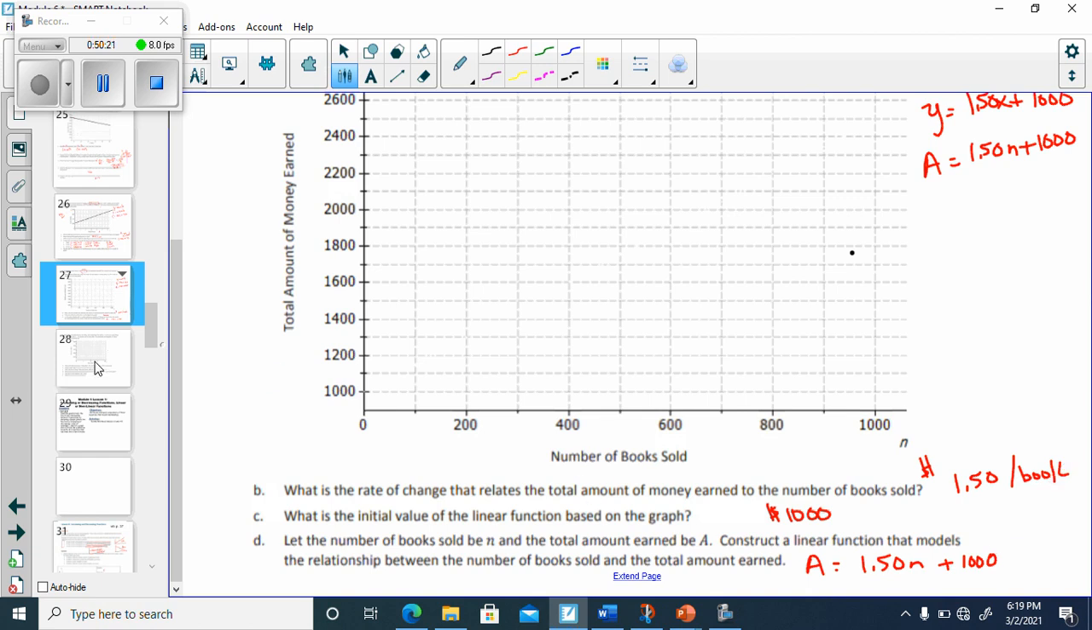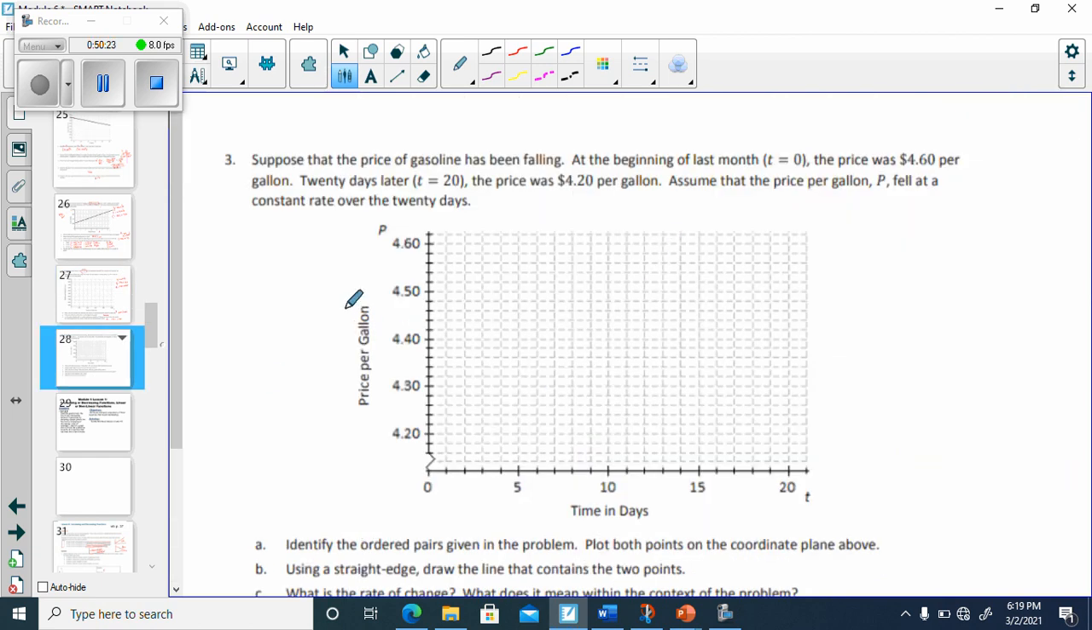Okay? And then the last one, let's look at. Suppose that the price of gas has been falling. So that means this is going to go down. At the beginning of the month, T0, the price was $4.60 per gallon. Okay? So at time 0, X is our time. At time 0, it's $4.60. 20 days later, that would be day 20, the price is $4.20. Assume the price per gallon P fell at a constant rate over the 20 days.